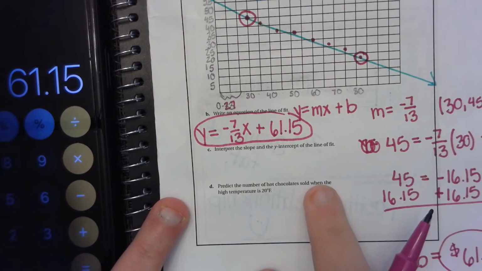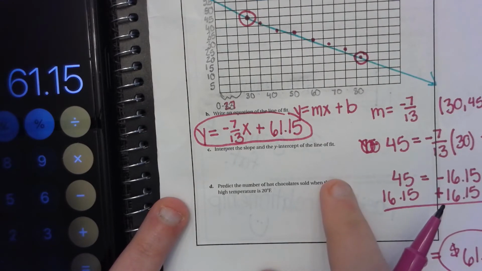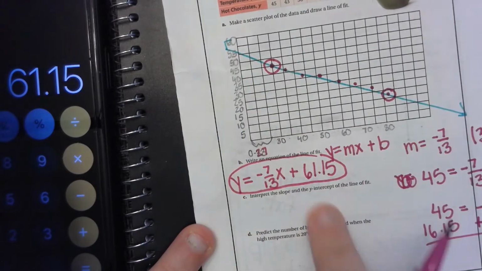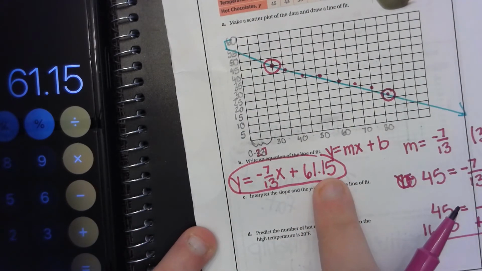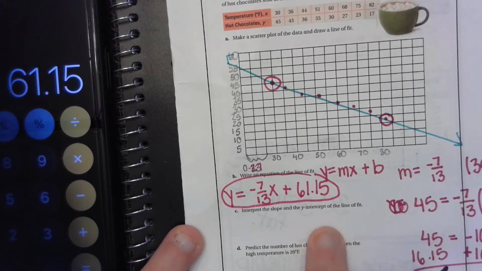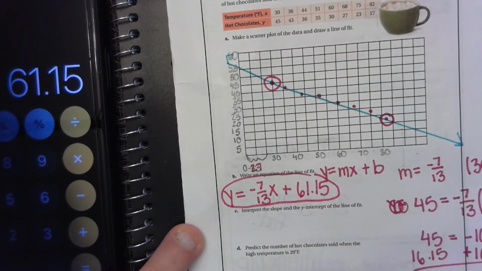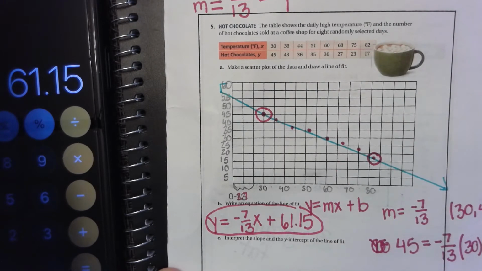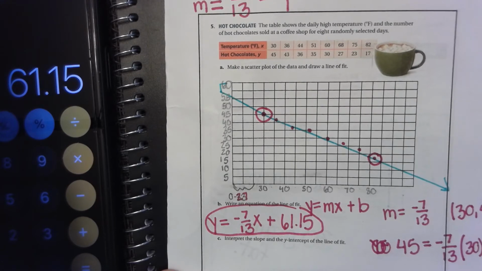Okay, now I need to interpret the slope and the y-intercept. At the y-intercept, remember that is where my line crosses the y-axis. We decided that is 61 and 15 hundredths. We know that our x represents temperature, and our y represents the number of hot chocolates. Hold on. The table shows the daily high temperature and the number of hot chocolates sold at a coffee shop. So it's showing you the high temperature outside and whether, if it's hotter outside, you are going to sell more hot chocolate or less hot chocolate.